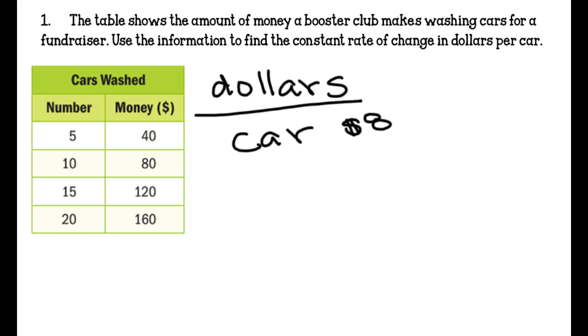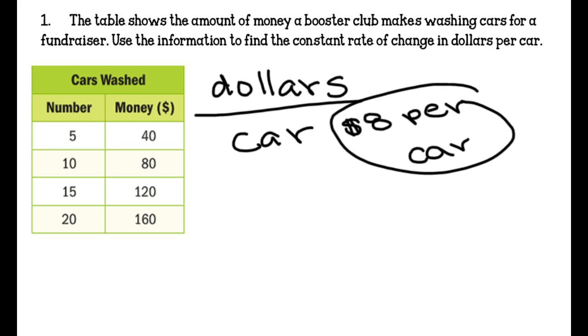80 divided by 10, again $8 per car. 120 divided by 15, again $8 per car. And 160 divided by 20, again $8 per car. So we say $8 per car, and that is the constant rate of change. So every time it is changing by $8 per car.